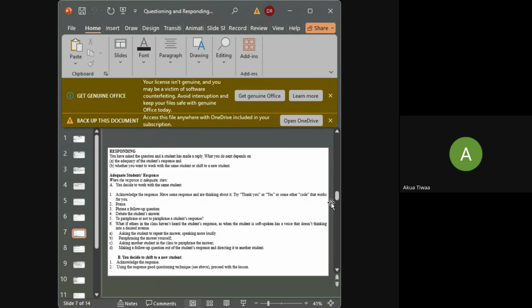Then we have responding. Now we have questioned. We are now going to hear the response, or we are now going to respond. So you have asked the question and the student has made a reply. What you do next depends on, one, the adequacy of the student's response, and two, whether you want to work with the same student or shift to a new student.